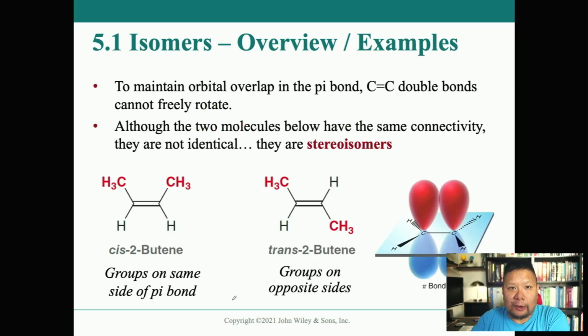To maintain orbital overlap with a pi bond, in a carbon-carbon double bond, they can't freely rotate, which makes sense. Because if you had just the sigma bond, you can rotate freely. That's what we were doing with the Fischer projections. I almost said Newman projections. No, it's Newman projections. Yeah, that's what we were doing with the Newman projections.